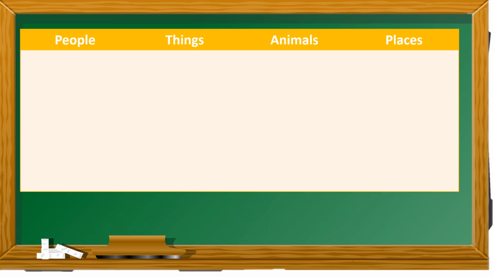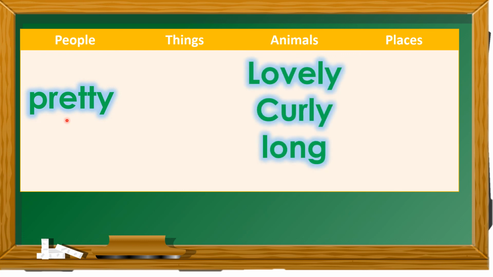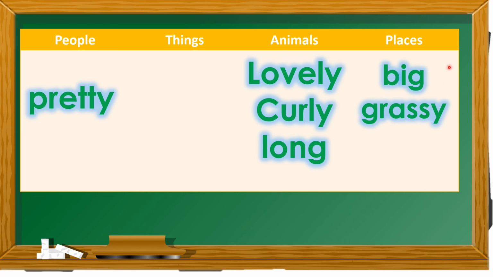Okay? So now let us fill this. So for people, we have pretty. So we use pretty for Aunt Baby. Things wala tayo, but we have describe adjective for animals. We have lovely, curly, and long. So we use these words to describe Buddy, the dog. And for place, we have big and grassy. Big house. If you still remember, we describe the house as big. And then grassy is the park. We describe the park for grassy or madamo.